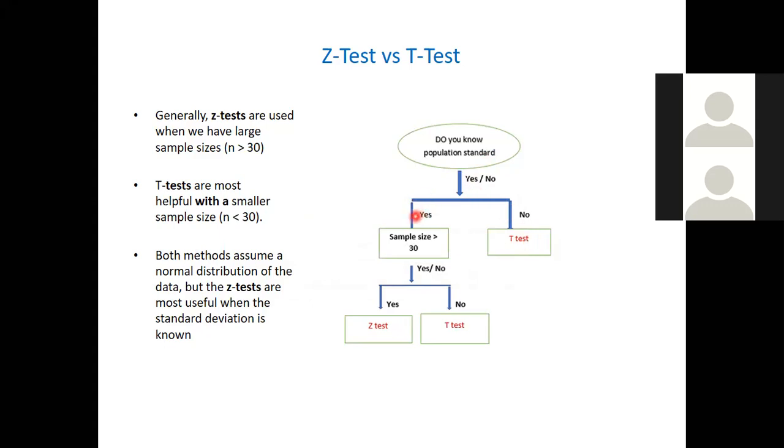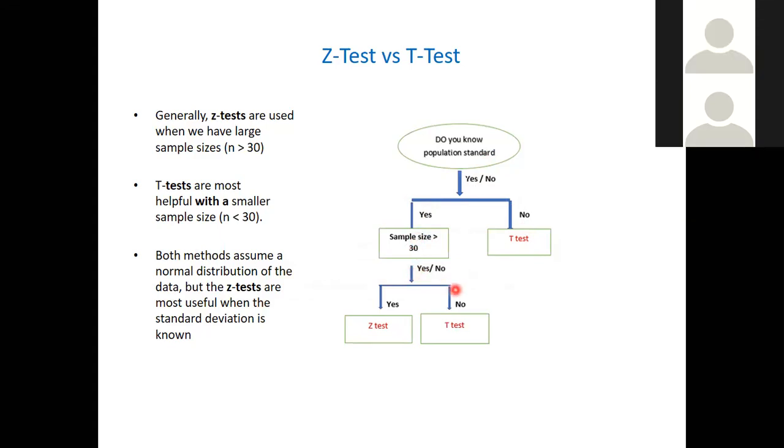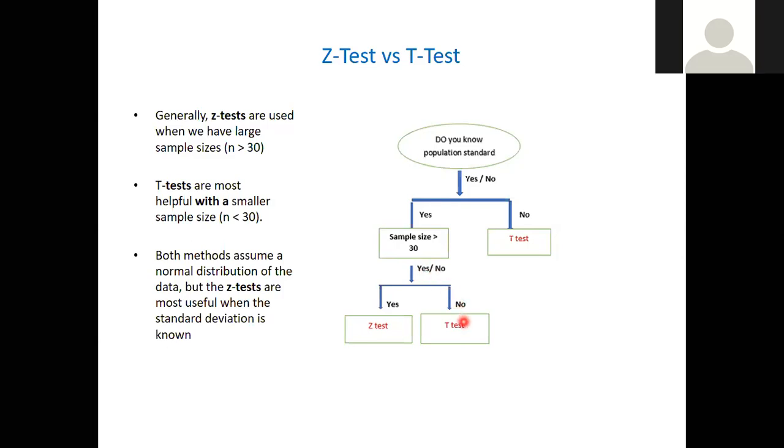Now, if you know the population standard deviation and the sample size is greater than 30, fine. If the sample size is less, the z-test is not appropriate. So if the sample size is not greater than 30, you use the t-test. Can you see? Because the t-test was designed for a situation where the sample size is very small.